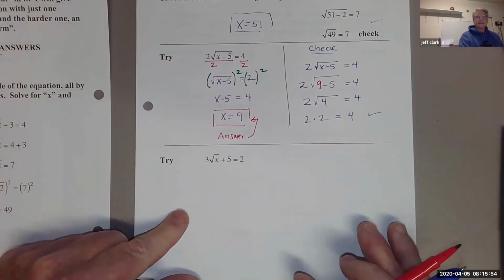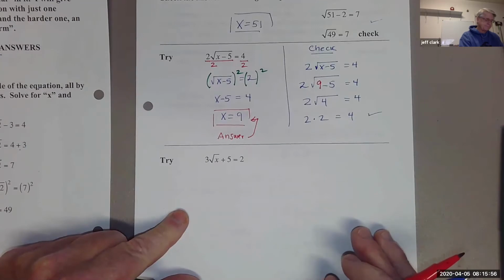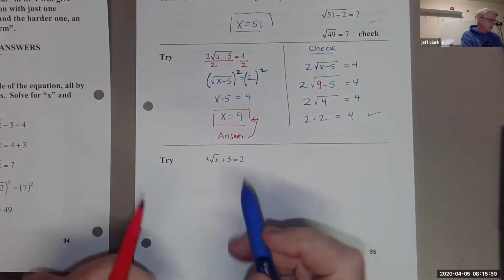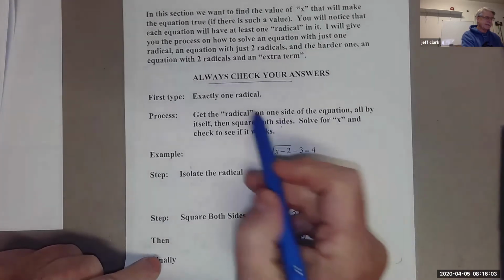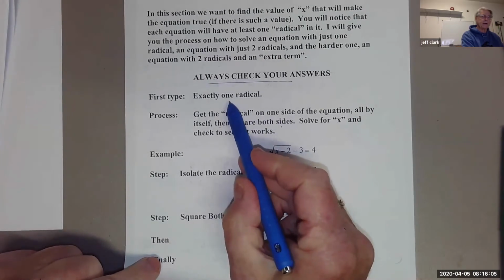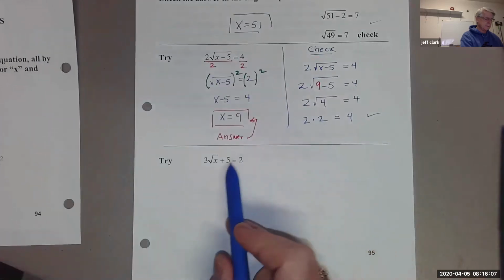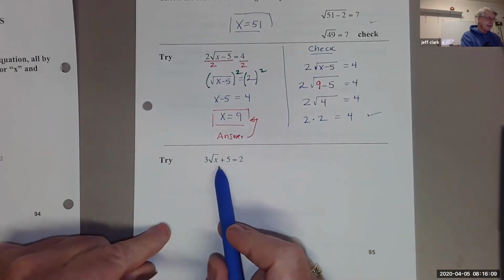Okay, next problem. There's only one radical. See right here, the instructions is here. If there's exactly one radical, not 2, not 3, one radical. Okay, get it by itself.